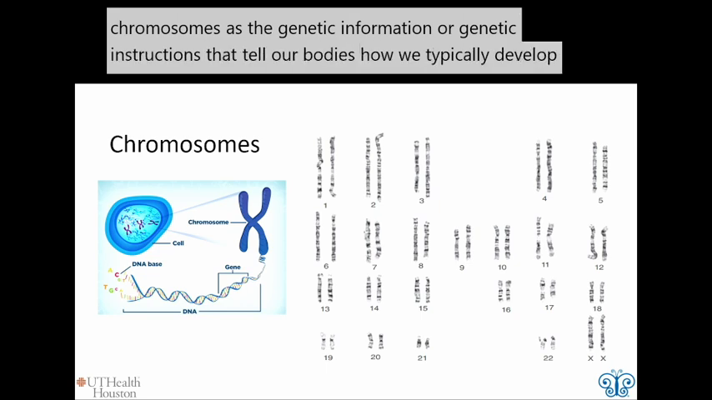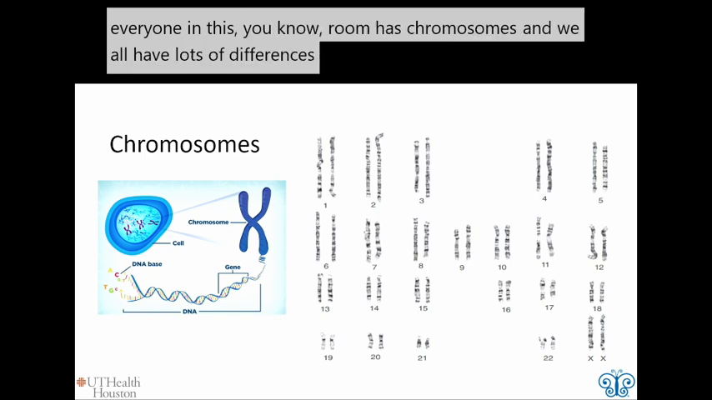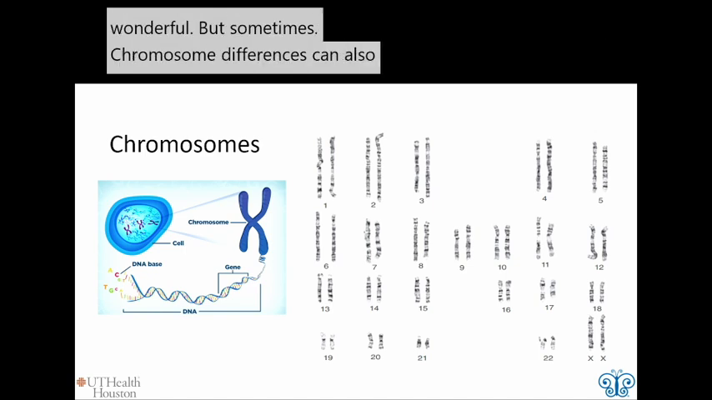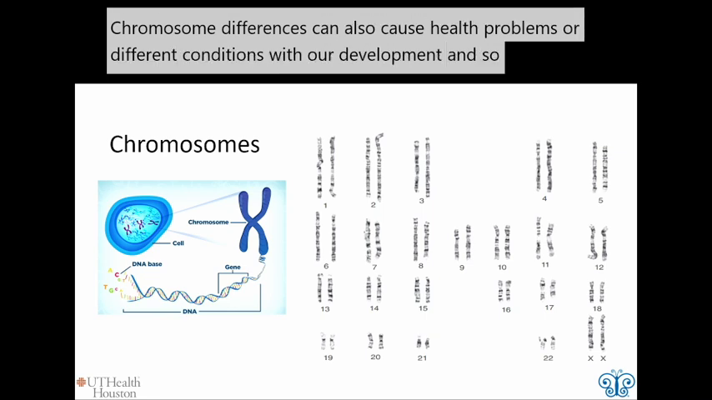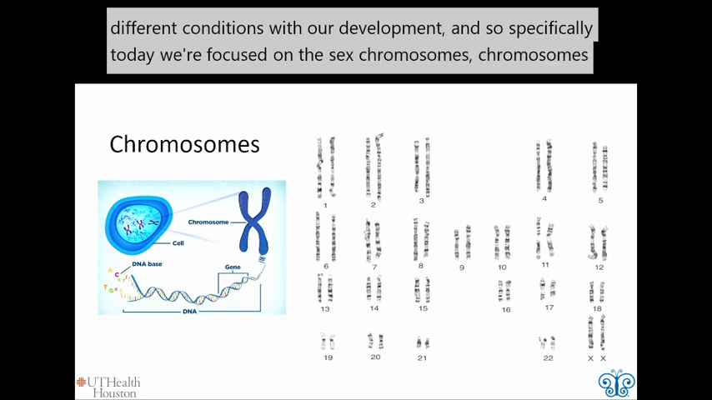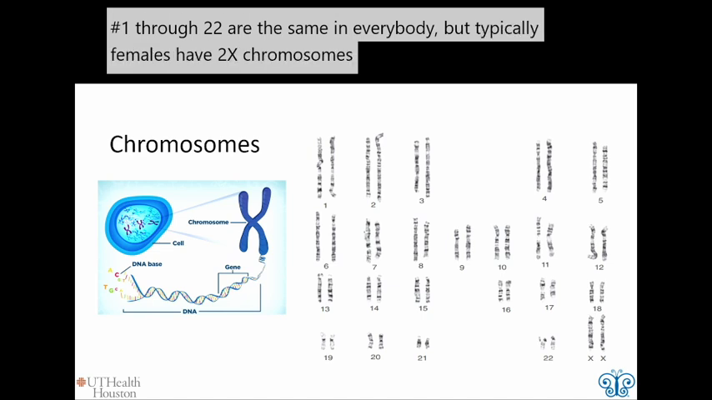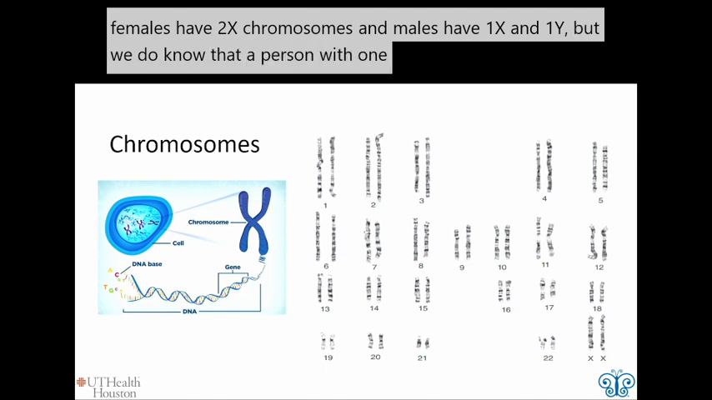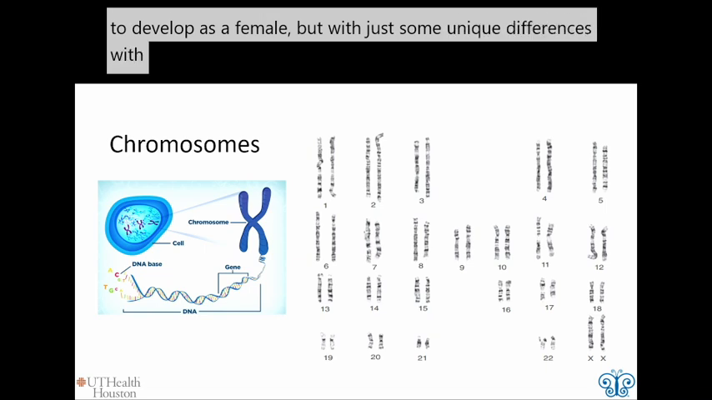Everyone in this room has chromosomes, and we all have lots of differences that make us unique and wonderful. But sometimes chromosome differences can also cause health problems or different conditions with our development. Specifically today we're focused on the sex chromosomes. Chromosomes 1 through 22 are the same in everybody, but typically females have 2 X chromosomes and males have 1 X and 1 Y. But we do know that a person with 1 X chromosome is also going to develop as a female, but with some unique differences with some medical and developmental things.